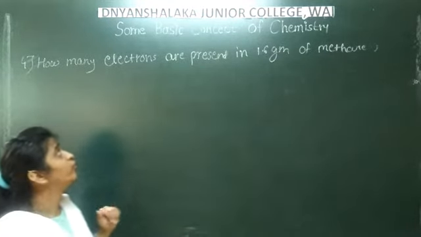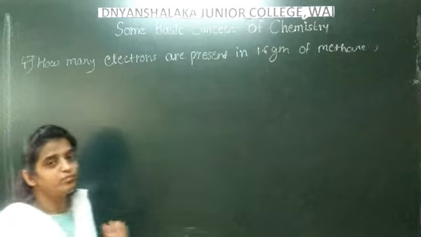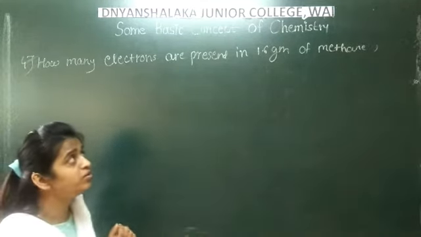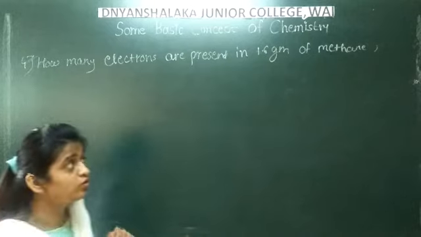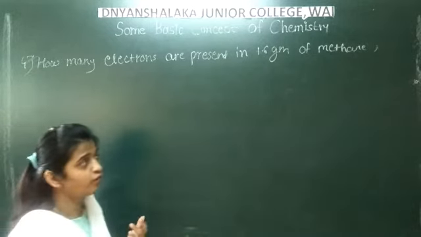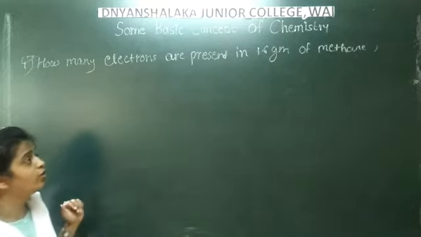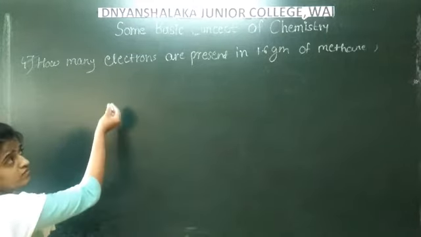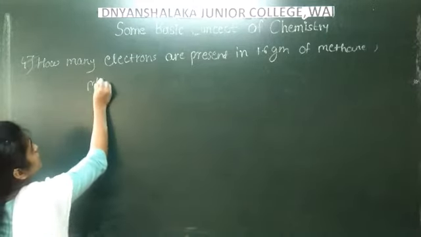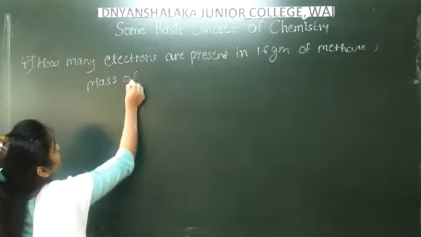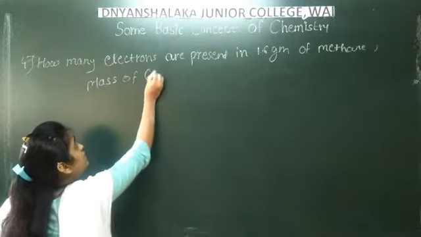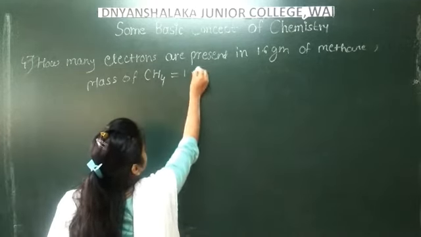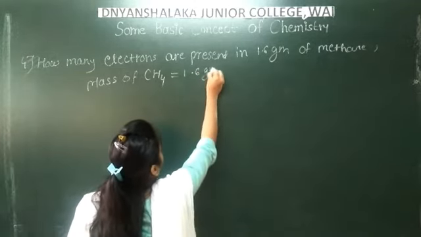Next type of example: we have to find out the number of electrons, meaning how many electrons are present in 1.6 gram of methane. So using number of moles and number of particles, we have to find out the number of electrons in a molecule or compound. Given value in this question: the mass of methane, whose molecular formula is CH4, is 1.6 gram.